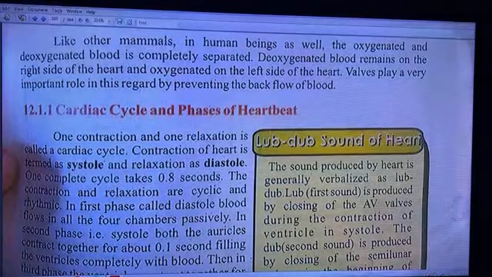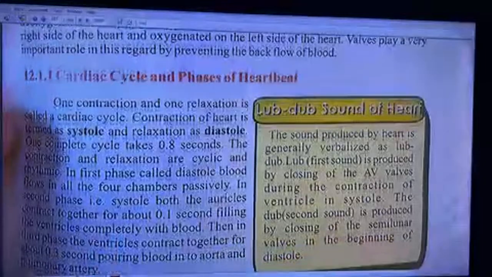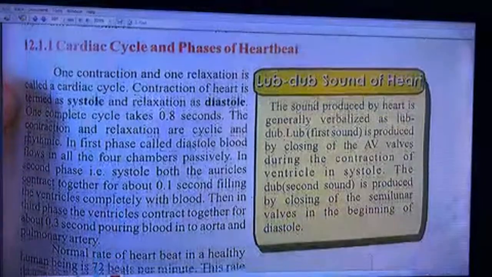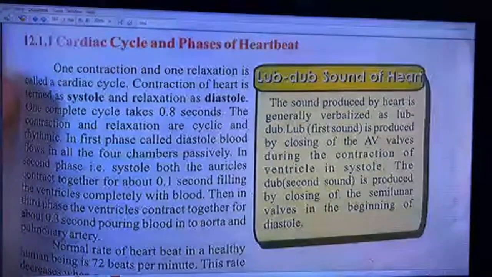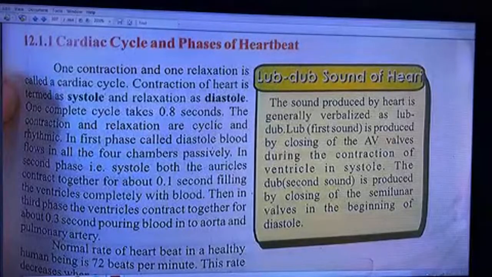Cardiac cycle. One contraction and one relaxation is called the cardiac cycle. Contraction of the heart is termed systole and relaxation is diastole. One complete cycle takes 0.8 seconds. The contraction and relaxation are cyclic and rhythmic.